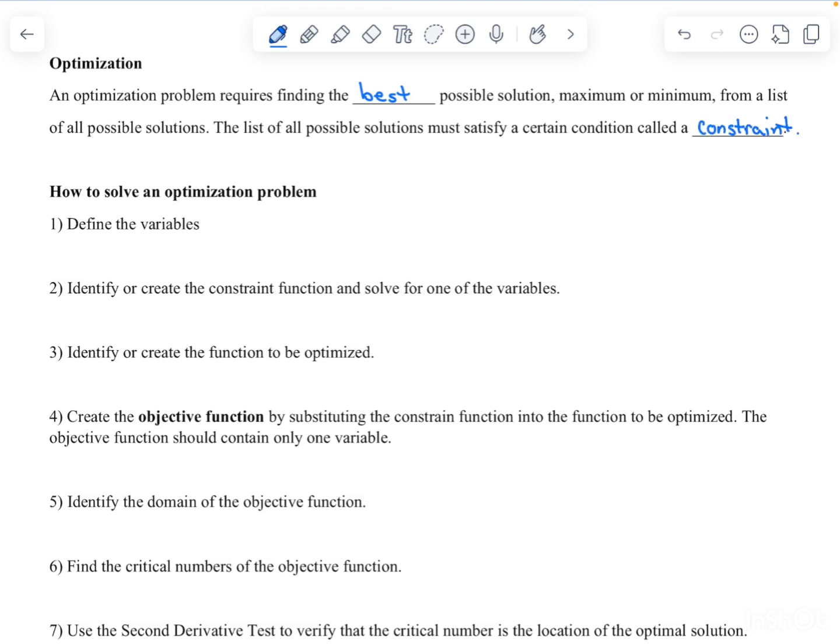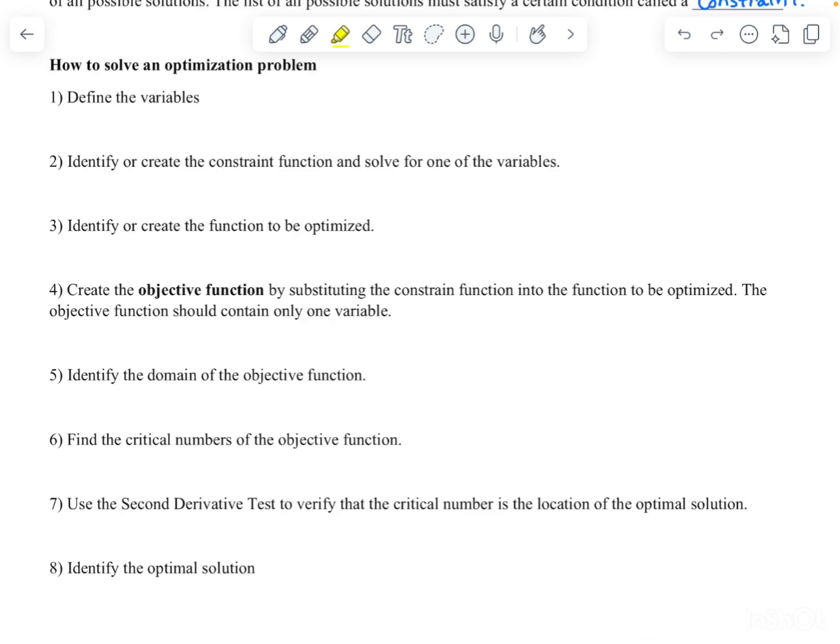Now I'm going to show you the 8 steps that I'm going to use to solve an optimization problem. Here are the 8 steps. I would suggest you become familiar with these 8 steps before continuing on with the video. Now let's take a look at an example.